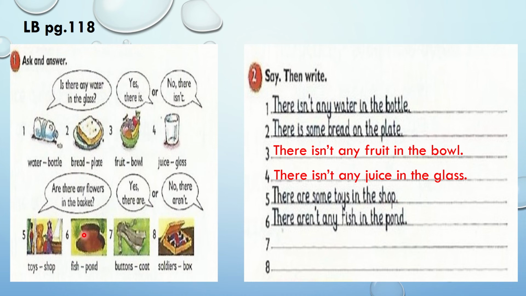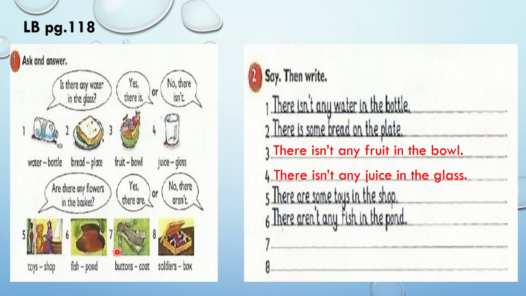In our picture number 6, we see that the two words that we need to use are fish and pond. Remember from Millie's diary, the fish pond in the garden. So we use these two words and our sentence becomes, there aren't any fish in the pond. There are not any fish in the pond. Aren't. It is a negative sentence.